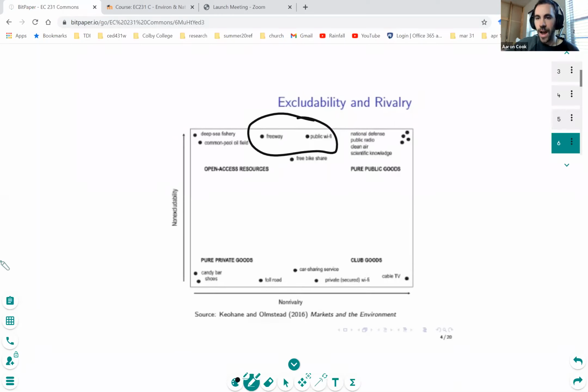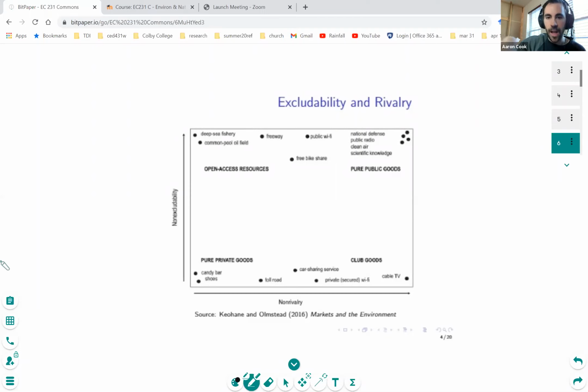Going back to the Wi-Fi and the roads, a freeway or a public Wi-Fi would be non-excludable. You're able to just go on the freeway without having to put money in or have an iPass to get through the gate. Same thing with public Wi-Fi. You don't have to have a password, but both of those have the opportunity to be congested if there are too many people using them. So there's some degree of rivalry. It's not complete rivalry, but your presence on the network diminishes the quality for other people by a small amount.